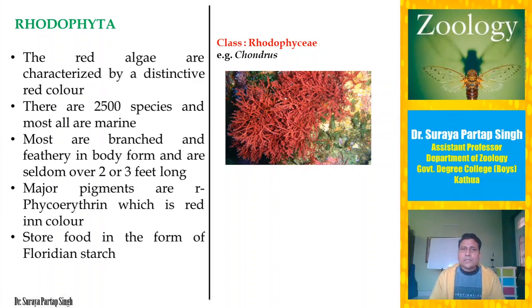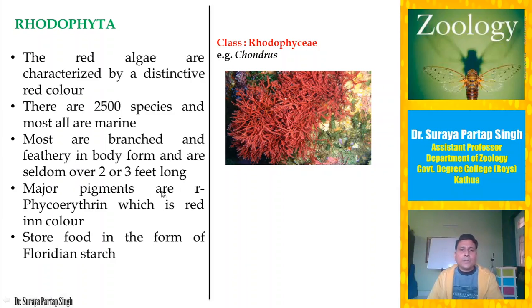In the rest of the divisions, some of the members were either freshwater or marine, but all the members of division Rhodophyta are marine. None of them are found in freshwater. This also has to be kept in mind: members of Rhodophyta are all marine, but the rest of the divisions of algae are either freshwater or marine. Now most are branched and feathery in body form and are seldom over 2 to 3 feet long. So they are branched and feathery in body form and do not grow more than 2 to 3 feet long.